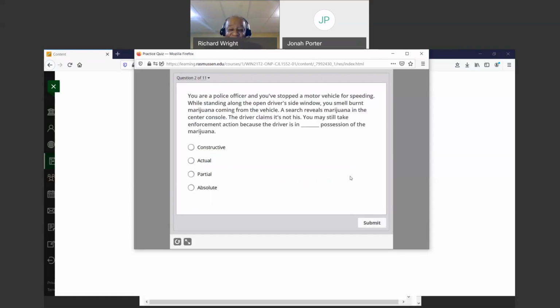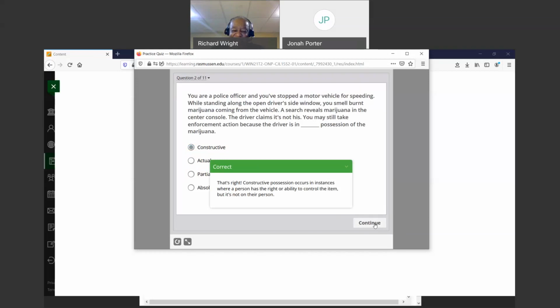You are a police officer and you stopped a motor vehicle for speeding. While standing along the open driver's window, you smelled marijuana coming from the vehicle. A search reveals marijuana in the center console. The driver claims it's not his. You may still enforce action because the driver is in what possession of the marijuana? Yep. Some people might say partial. That's because they didn't study it. But it's either actual or constructive. Those are the only two. And so this is constructive. Last one.